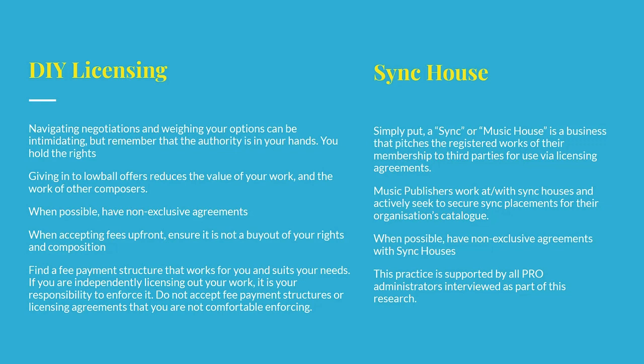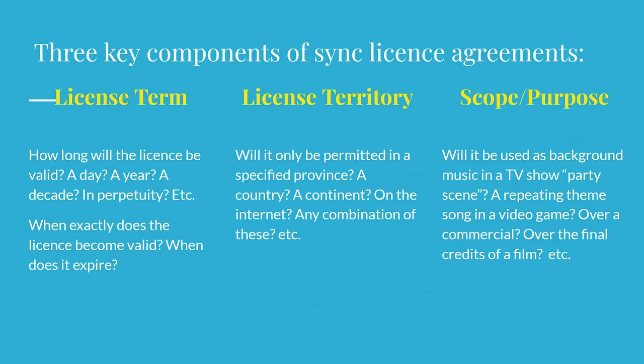All right, and I think we can hop on. So when we're talking about DIY licensing, there's three things, well, all sync licensing in general, but it's something to really pay attention to if you're doing this independently. The three main aspects are the license term, the license territory, and the scope or the purpose. All of these will have an impact on the rates that are being set in any negotiation.